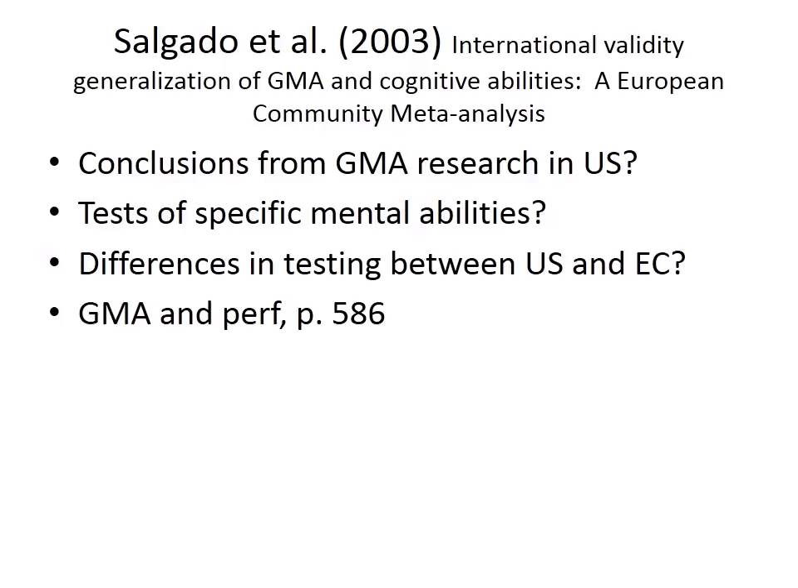Now, if you look on page 586 of the article, you can pause the recording right now if you want to get that out. But I want to point out a few of the things we were just talking about. So on page 586 is Table 5. And if you look at the very top horizontal line, you see GMA. If you go three over, you're going to see an r of 0.29. That's the average of how well it predicts across all these studies. So that's saying that overall cognitive ability in the European sample is predicting performance with an r of 0.29.